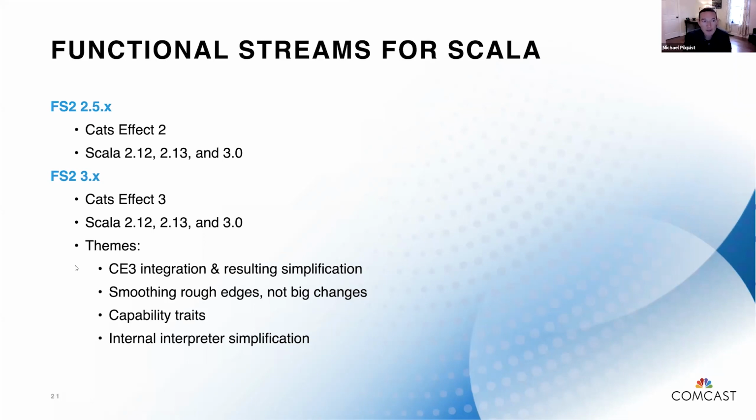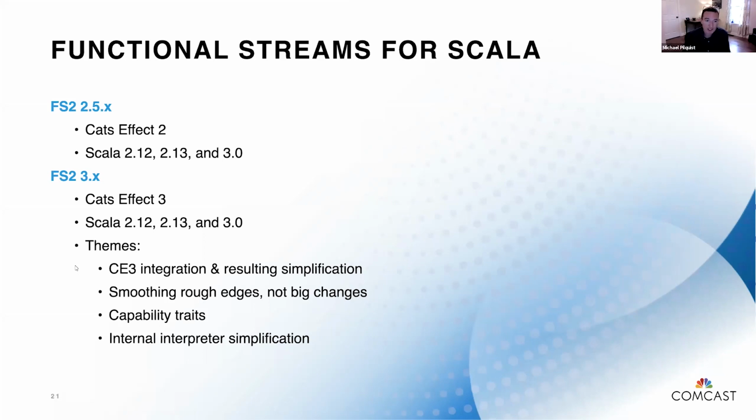The real theme behind FS2 3.x is really just integration with Cats Effect 3, and then any simplifications we can pick up API-wise as a result. Things like getting rid of blockers, getting rid of timers and context shifts and so forth. It is not a reimagination of the FS2 API, right? We're not going to change the number of type parameters to Stream. It's the same FS2 API that everybody's using with just some rough edges sanded off.